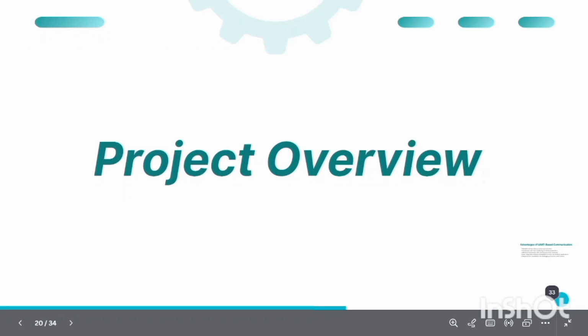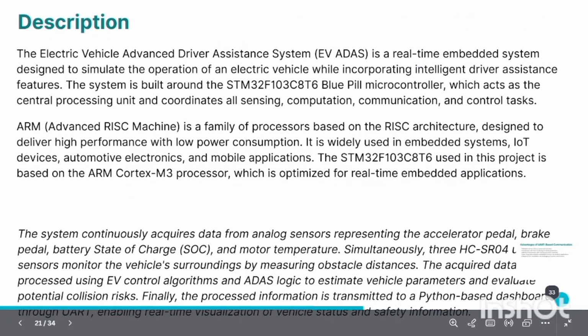Project overview. EV ADAS system description. Bringing these fundamentals together, the EV ADAS architecture treats the STM32 as a centralized vehicle domain controller. The firmware handles analog driver demands, processes multi-axis acoustic spatial updates, runs predictive evaluation loops, and manages serial data packaging.